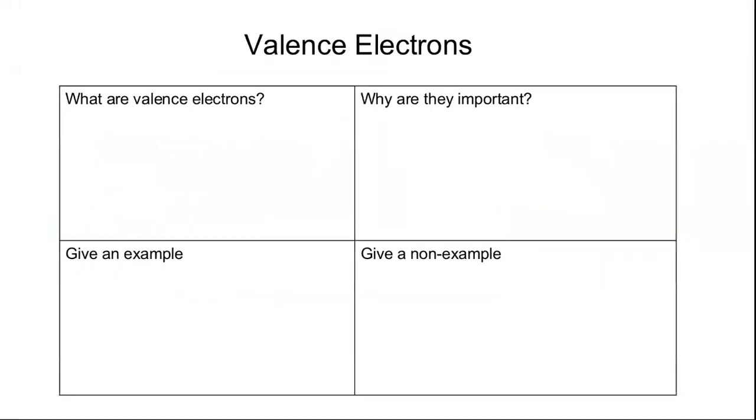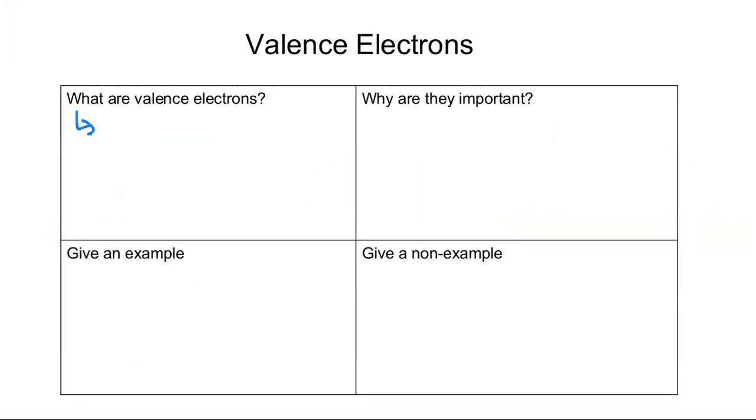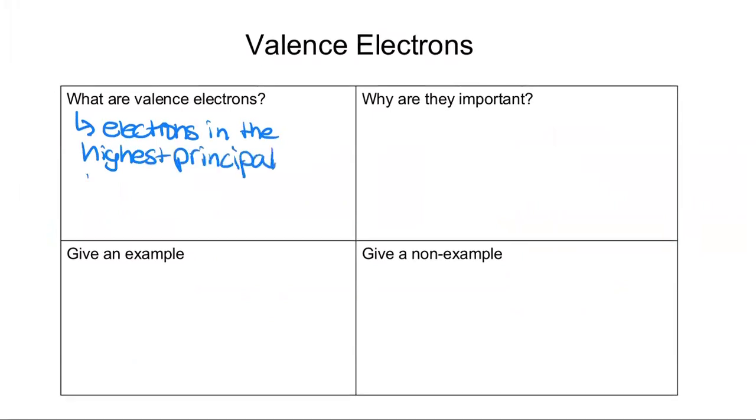What are valence electrons? They are the electrons in the highest principal shell. Highest principal shell. Sometimes I misspell it. Highest principal shell. And sometimes we say outermost electrons.